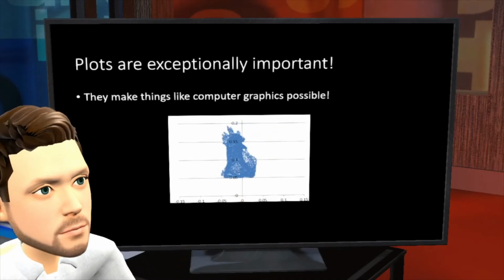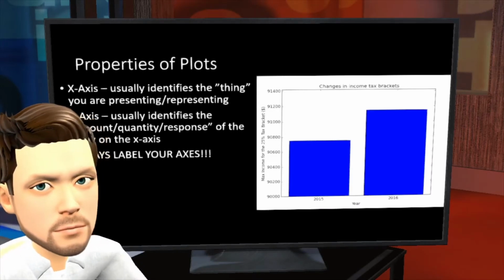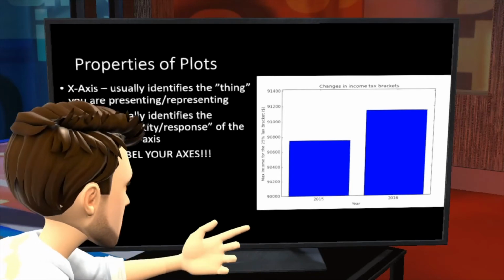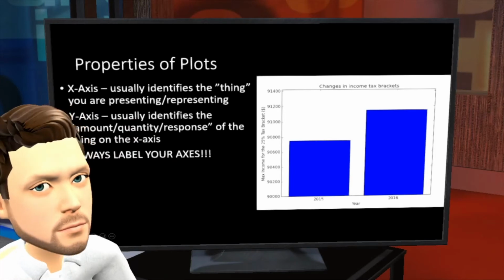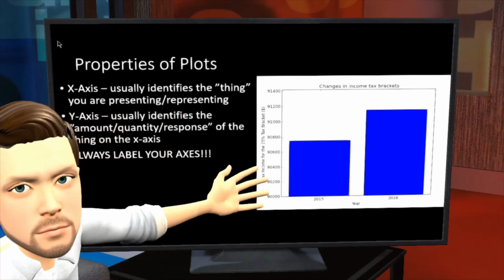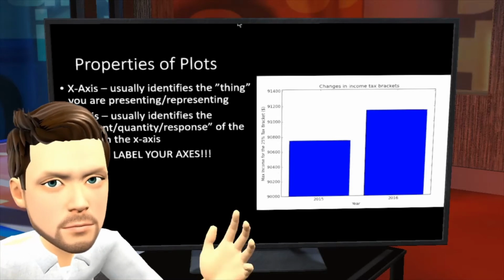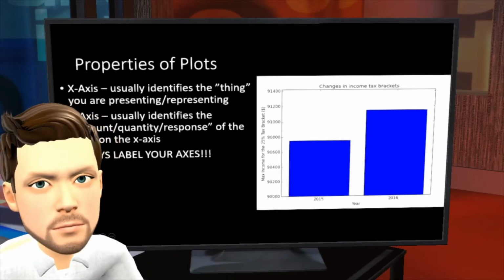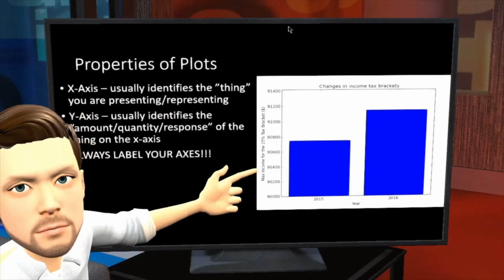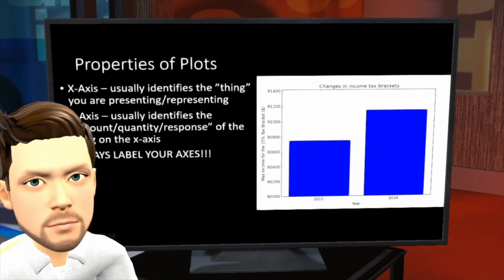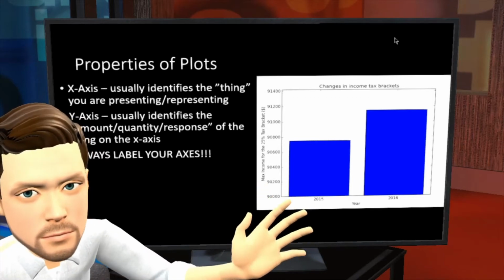Now, the plots we're going to be using in here are pretty straightforward. They're mostly going to be 2D plots, and they're going to have certain characteristics in common. For instance, we're always going to have a horizontal axis, an x-axis, and a vertical axis, a y-axis. Typically, the x-axis is going to be our what are we presenting, the thing, or also sometimes called the category axis. The vertical axis usually represents some sort of quantity. So the how much, or the response, or the amount, our value axis.